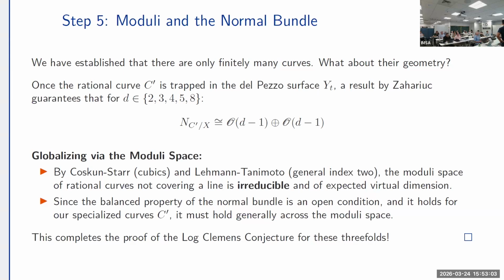Then you have to argue that this specialization process didn't break the actual number. This is obviously the hard part. And that's it. You can finish the argument with this. And moreover, once you trap the curve inside one surface, he can describe the normal bundle very easily because it's inside some surface.